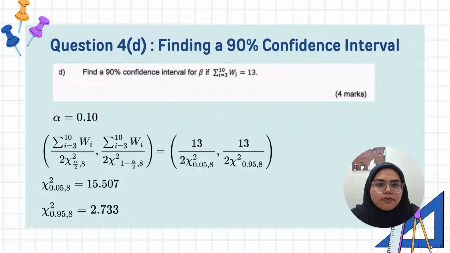From the chi-square distribution table with 8 degrees of freedom, we obtain the critical values of chi-square 0.05, 8 is equal to 15.507, and the chi-square of 0.95 with 8 degrees of freedom is equal to 2.733. These critical values, together with the summation of Wi equal to 13, are then substituted into the confidence interval formula to obtain the 90% confidence interval for beta.